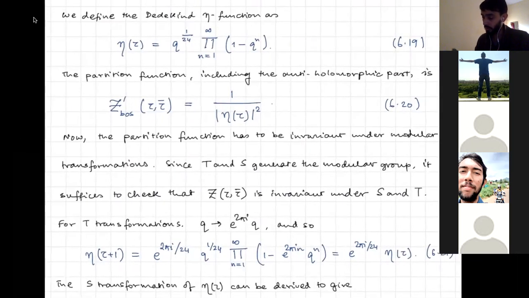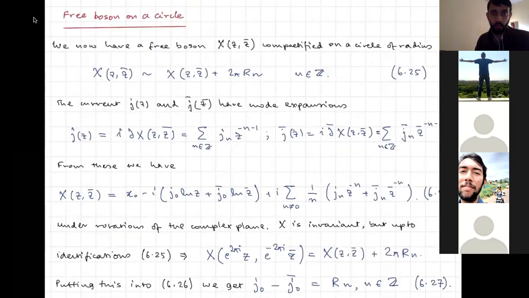and now let us do a few more tricks with it. Okay, so now let's look at this free boson on a circle. So by a circle, what do I mean? I am going to identify this field X with X plus 2 pi Rn. Okay.